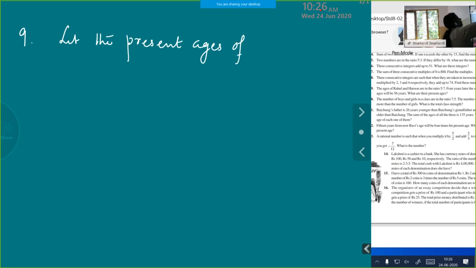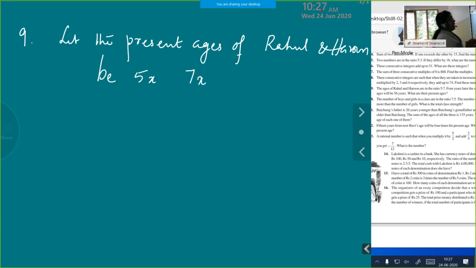Let the present ages of the two children, Rahul and Harun, be, what is the ratio given? 5:7. So we take it as 5x and 7x. Again, this ratio is given as 5:7, after cancellation. So the numbers will be 5x and 7x. Whenever a ratio is there, this is the way you have to take it.